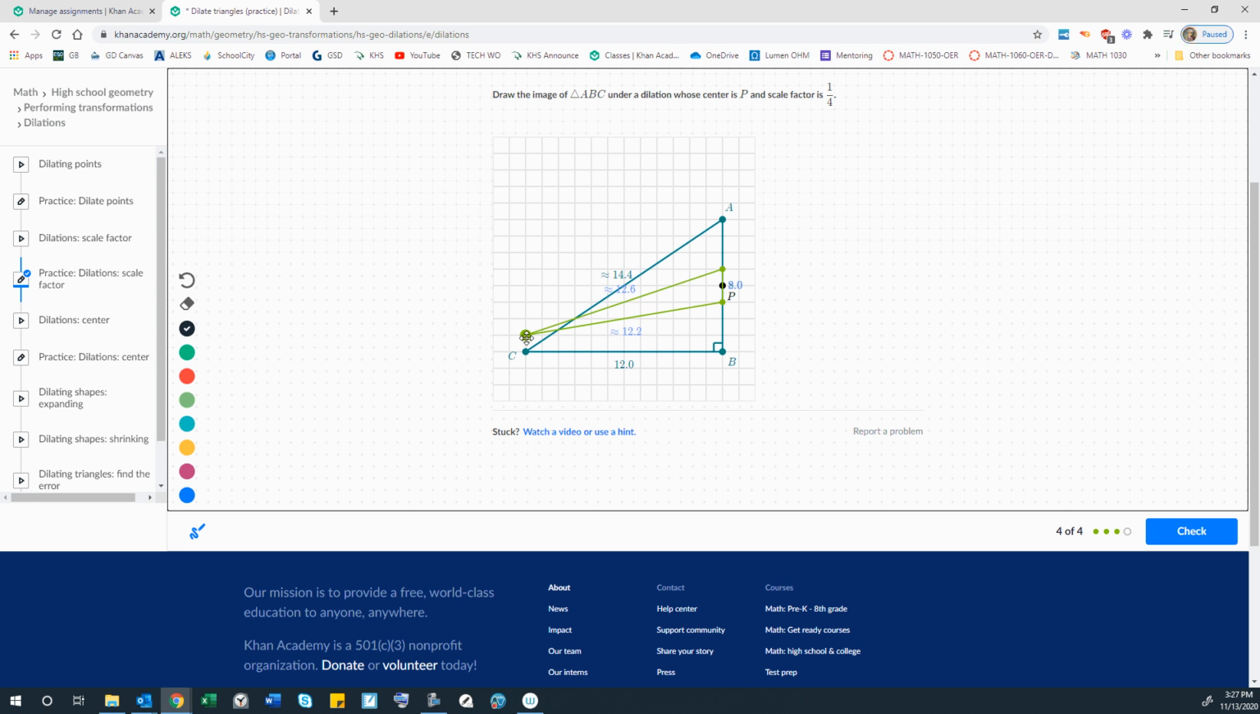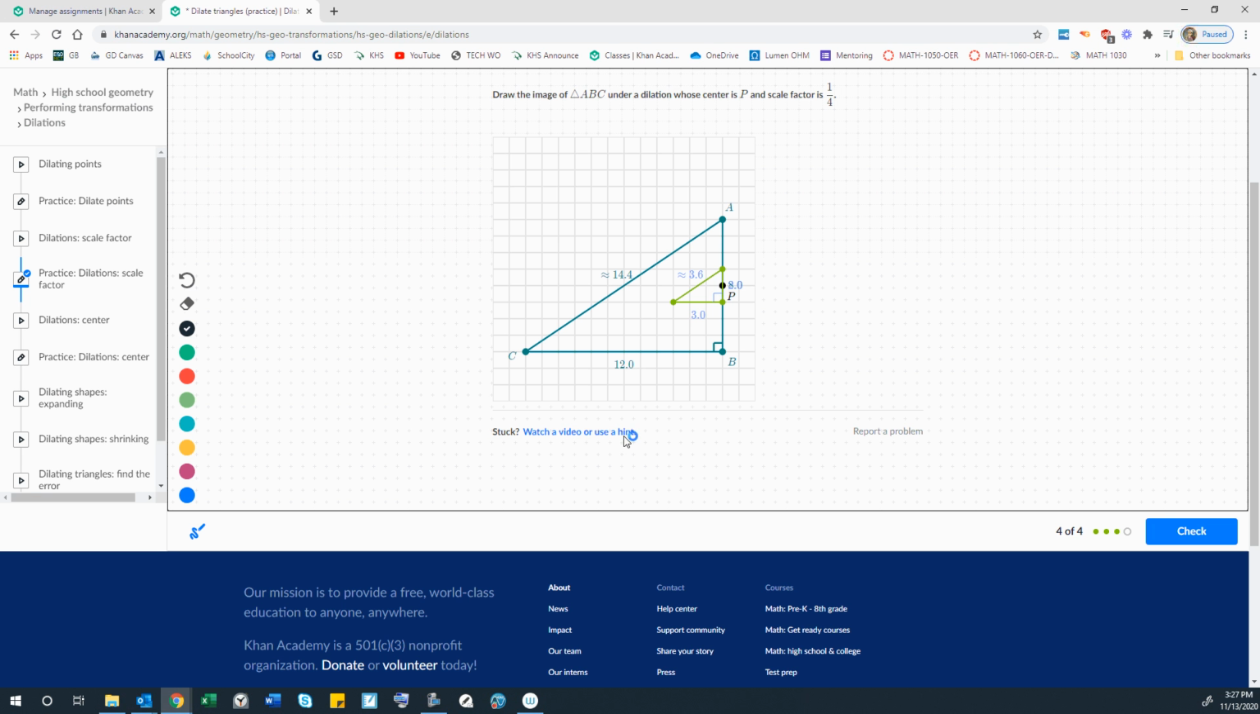So from point C to point P would be up 4, and would be 1, 2, 3, 4, 5, 6, 7, 8, 9, 10, 11, 12 to the left. So 12 divided by 4 is 3. So we're just going to go 3 to the left. And from P to C was 4 down, right? So 4 divided by 4 is 1. So we're just going to go 1 down. And that's where our point is going to be right there.